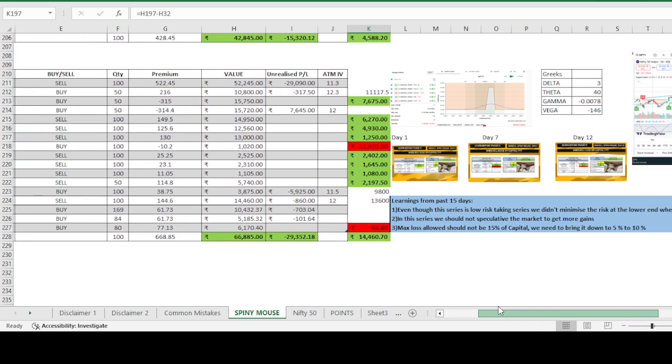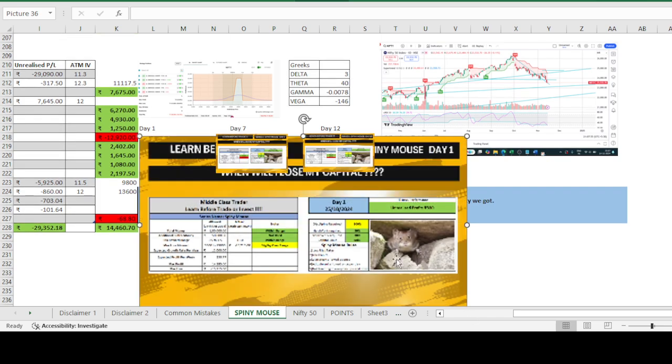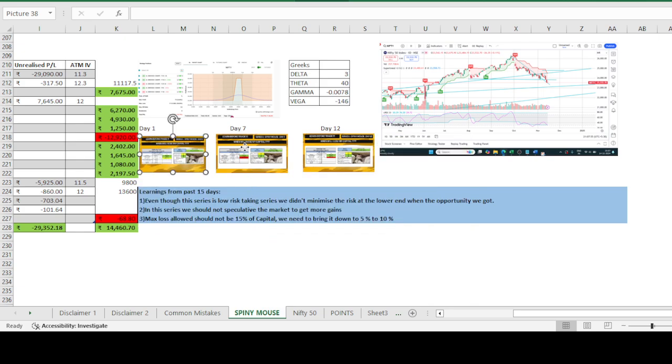And what are the mistakes we made? On day one, everything went well. As I said, it's a 1:1 ratio: 15k profit, maximum loss will be 15k minus, so all is good. And what we did, where are we at on day 7?